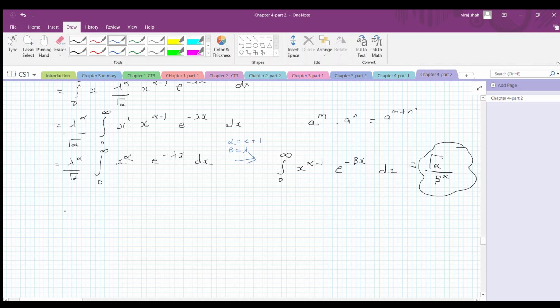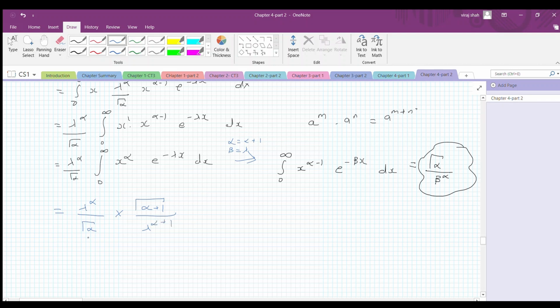So basically I can now use the gamma function. What will I get? I'll get lambda raised to alpha upon gamma of alpha into gamma of alpha. So alpha is nothing but alpha plus 1, so I can write this as gamma of alpha plus 1 upon beta raised to alpha. What is beta? Beta is lambda. Lambda raised to alpha. What is alpha here? Alpha here is nothing but alpha plus 1.